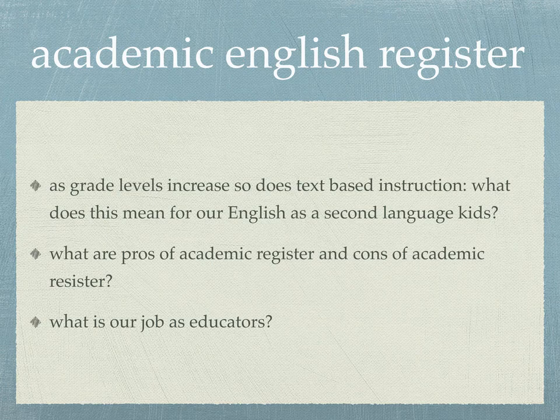So I want you to pause this for a second, and I want you to reflect. What does this mean for our English as a second language kids if our grade levels increase? As grade levels increase, so does their text-based instruction. What are the pros of Academic Register and the cons of Academic Register? I want you to tell me, because we're going to be talking about this. You're basically filling out your Socratic Seminar worksheets now. I want your thoughts. I want to talk about it. And then what is our jobs as educators? So pause this, answer those 3 questions, and then we're going to flip open this notebook and talk about this when we meet together in class. So pause this and then come back to me.